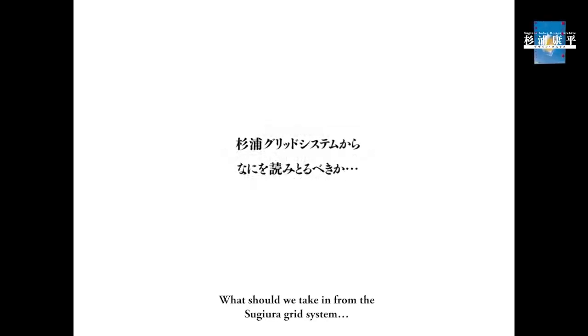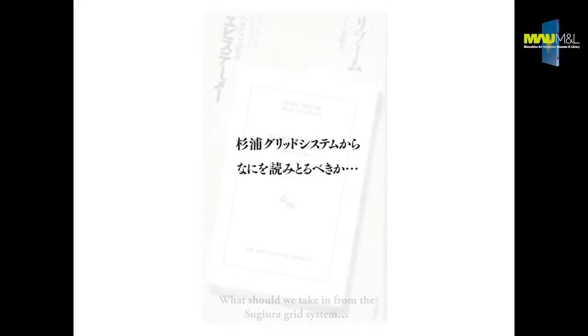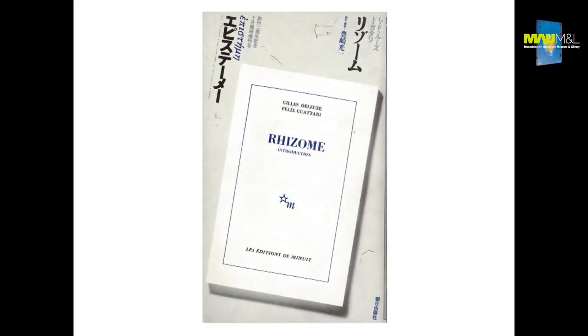So what I'm going to talk about is not just considering the intentions of Mr. Sugiura, but rather what we can take in from the layout sheets and his work. Now that computer-based design, DTP, is spreading and a spread of ebooks is imminent, what should we understand from Mr. Sugiura's grid system? First, I will take up Rhizome.